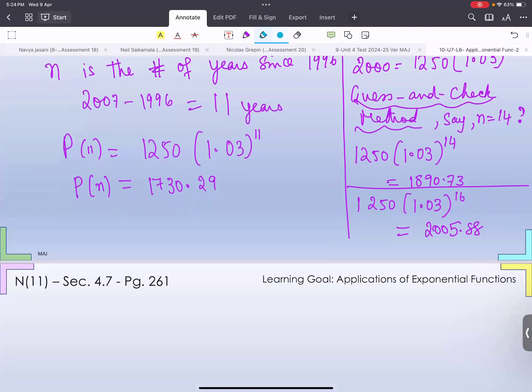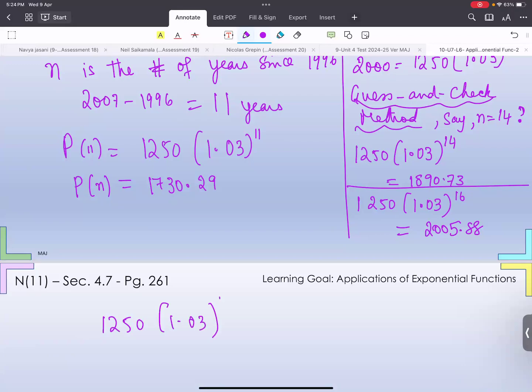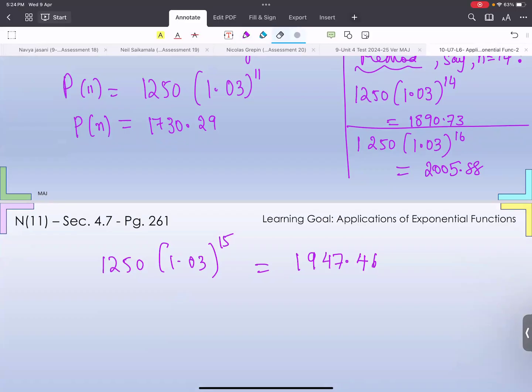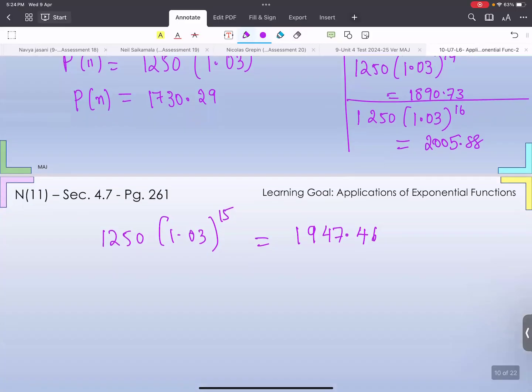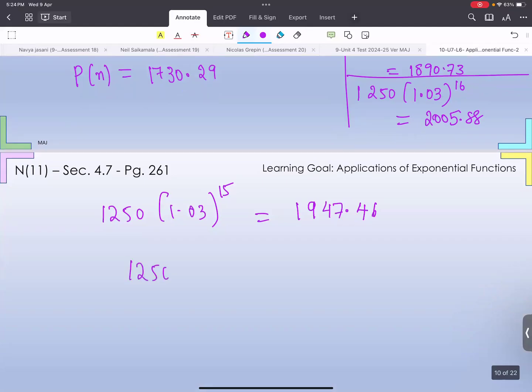Let's try 15. So 1250 times 1.03 to the power of 15. As I told you, it is a guess and check method, so that's what I'm using right now. That gives me 1,947.45. Well, not exactly 2,000. So we have to go 15 point something. Is there a more efficient way to do this? Certainly, yes. Mathematicians are not going to be sitting and crunching numbers like this by guess and check. Right, so 1250 times 1.03 to the power of 15.5.